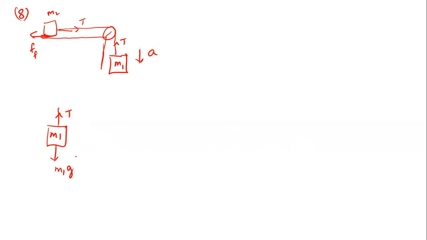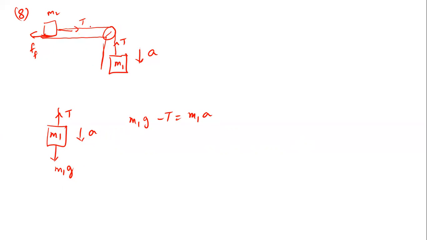Okay, and now let us draw the free body diagram. This is my acceleration here. So for this, this direction is the positive direction. So I'll write this as M1G minus T is equal to M1A. Note that the object is not touching here. So I'm going to get it like this.